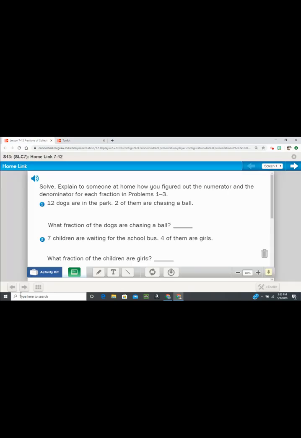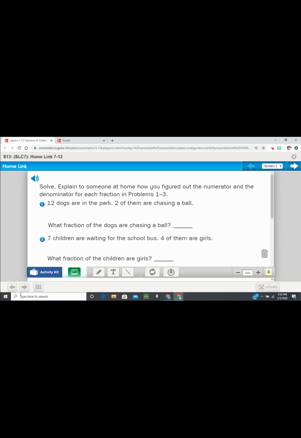Okay, in the final part here, we're going to look at our home link. It says, solve and explain to someone at home how you figured out the numerator and the denominator for each fraction in problems 1 through 3. Remember, our numerator is the top number, the denominator is the bottom number. So the numerator tells us how many pieces we have, and the denominator tells us how many total pieces there are. So let's look at number 1.